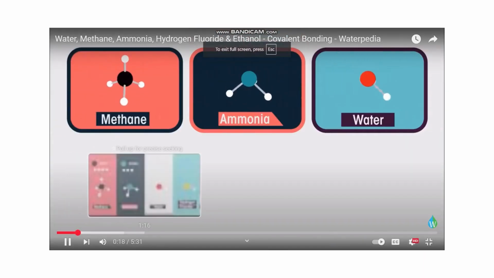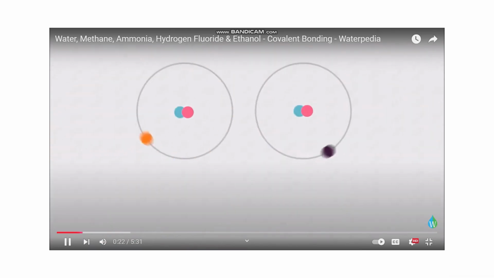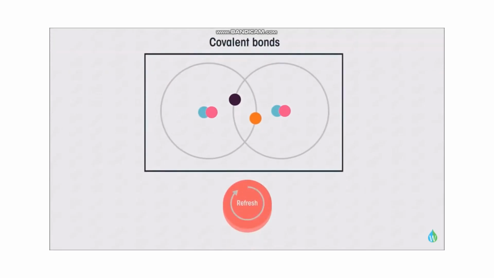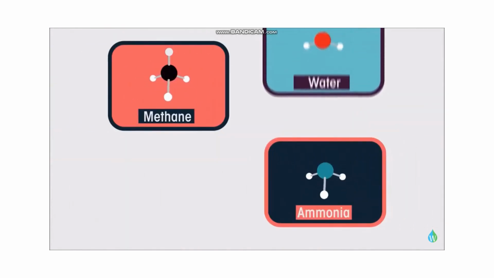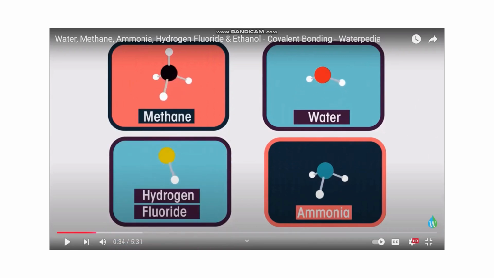Methane, ammonia, water, hydrogen fluoride and ethanol. You should already know what covalent bonds are and how they form. If you need to refresh, you might want to watch our video, Covalent Bonds, before you continue. So what are methane, ammonia, water and hydrogen fluoride? We are just going to watch a video about their examples because we already know the concept.